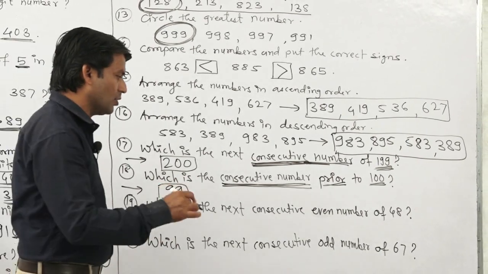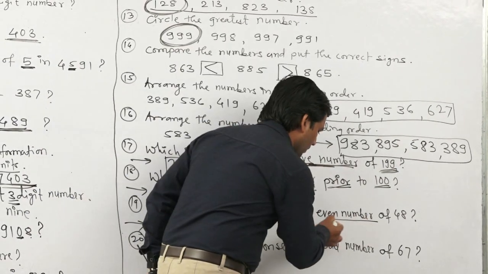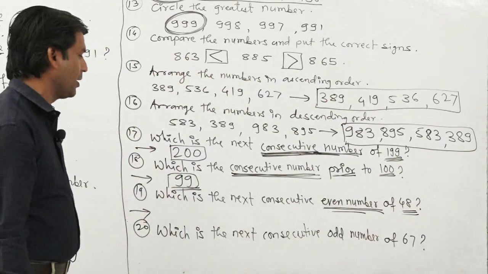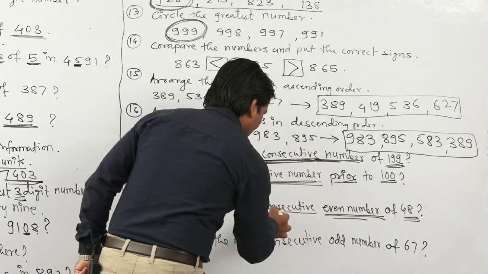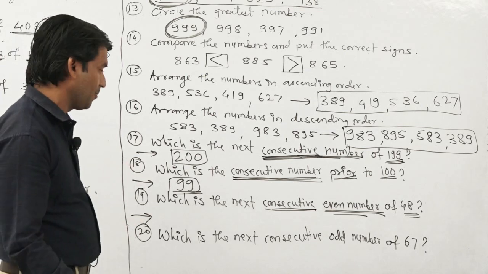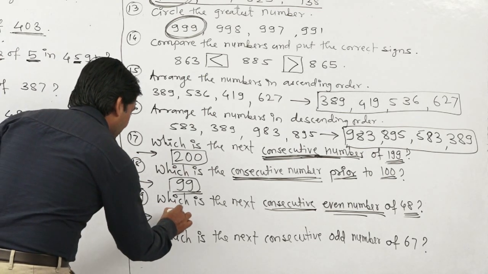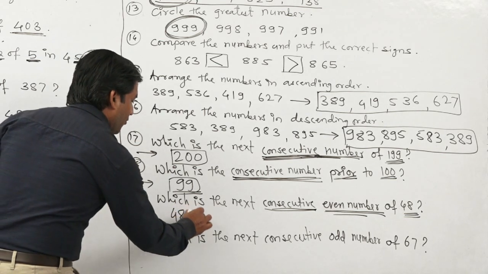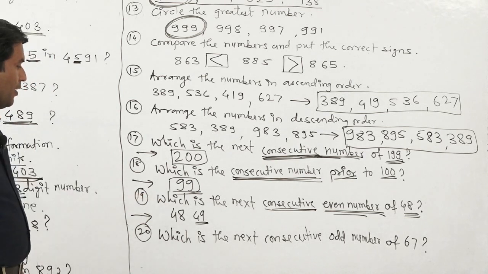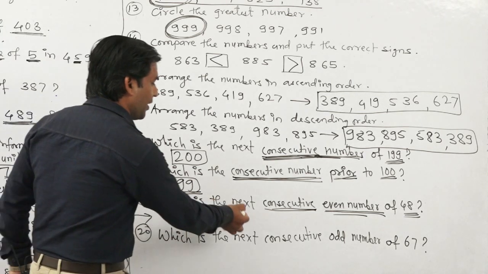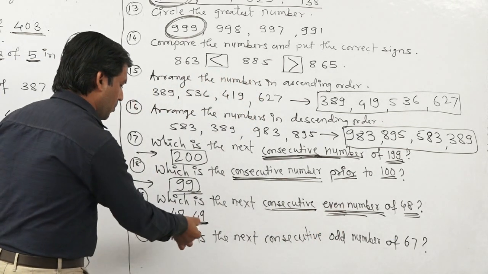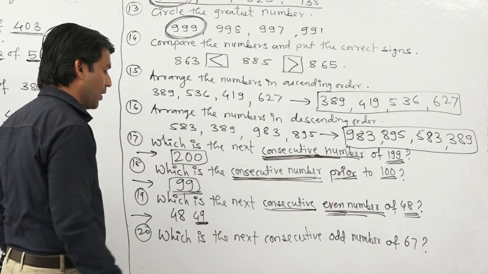Which is the next consecutive even number? We have to find the next consecutive even number of 48. As I told you, consecutive means the numbers which occur continuously or serially. As we know, 48 का next consecutive number हो जाएगा क्या? 49. But it is not even. It is an odd one. And we have to find out which one? Which is the next consecutive even number. 49 is the consecutive number after 48, but it is an odd number.